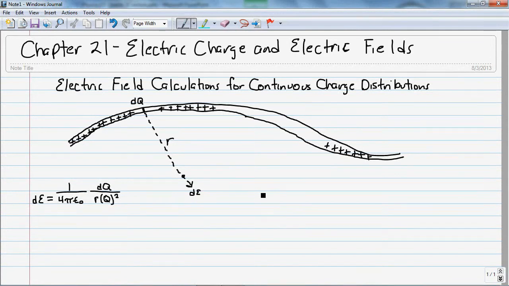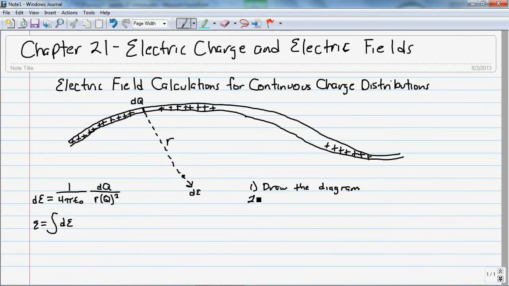Now, if I want to find the total electric field at that point, then it's going to be the integral of my differential electric field. So now we need to understand how to solve these problems. Well, the first part is draw the diagram. Very important. If you don't understand the orientations and the directions, you'll have a hard time understanding how to solve the problem.